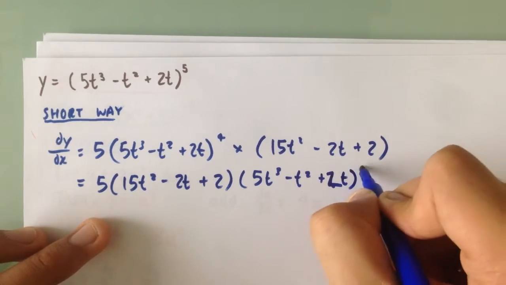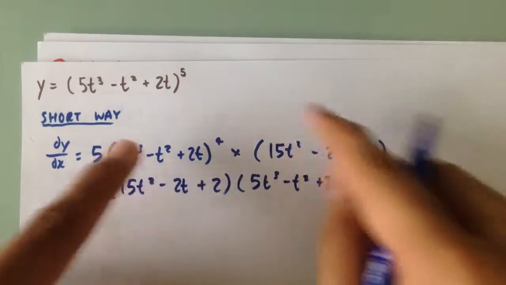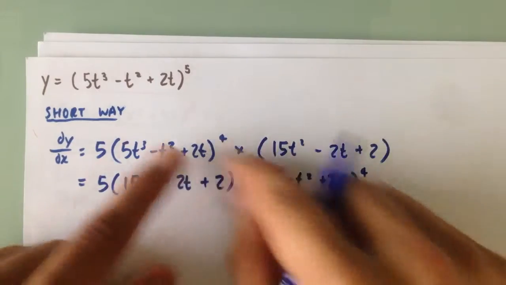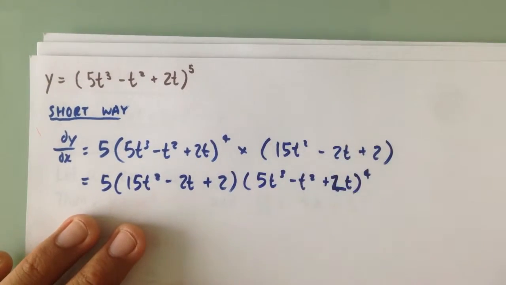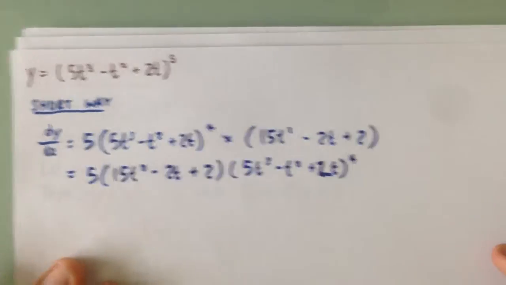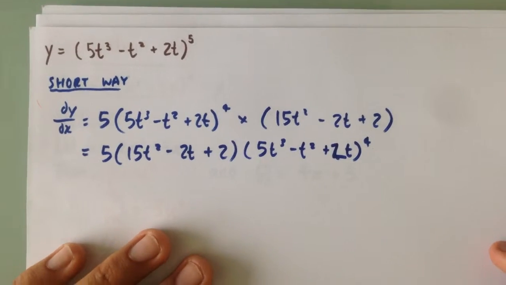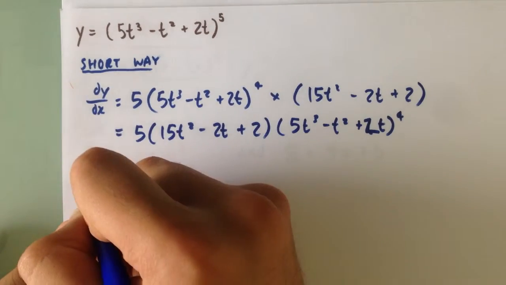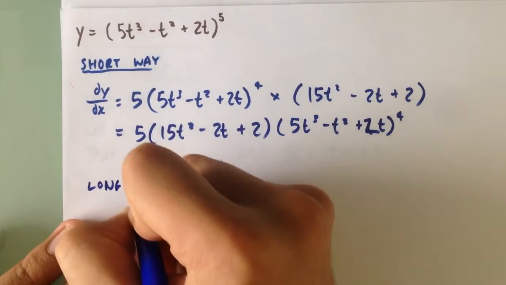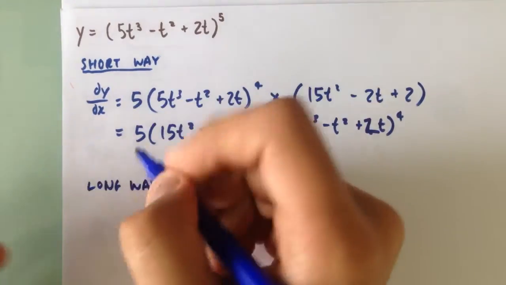2t to the power 4. Here I've just brought this to the front and put this behind. You could probably even leave it like that. So that's a short way. And just to confirm that we get the same answer, I'll do it the long way. Remember, the short way and the long way are pretty much the same. The short way comes from the long way.